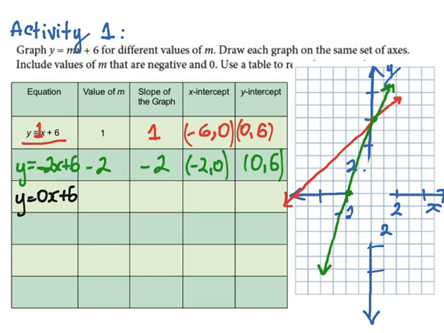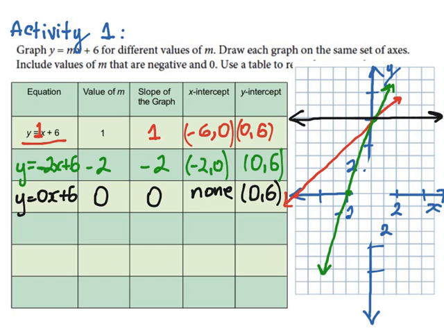Y is equal to 0x plus 6. The value of m is 0. Our slope is 0. And we're going to graph this equation. Notice there's no x-intercept, and the y-intercept is still at 0 and 6.